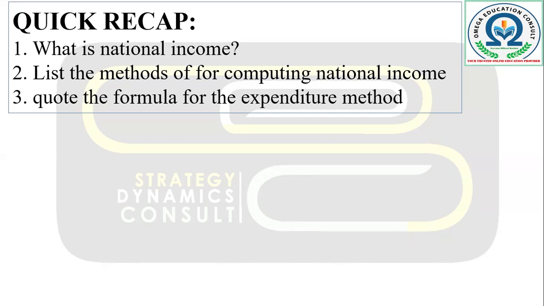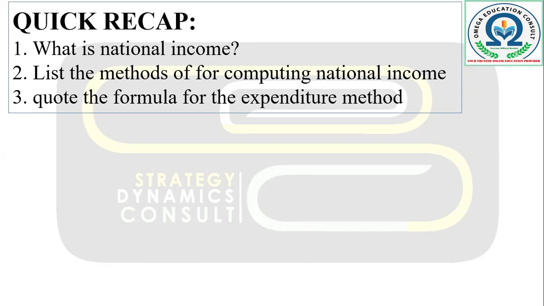Okay, so let's take them one after the other. Compare your answers with what I'm going to say. Right, so national income we mentioned simply as a total monetary value of all produced goods and services in a given nation over a given period of time, usually a year, right?